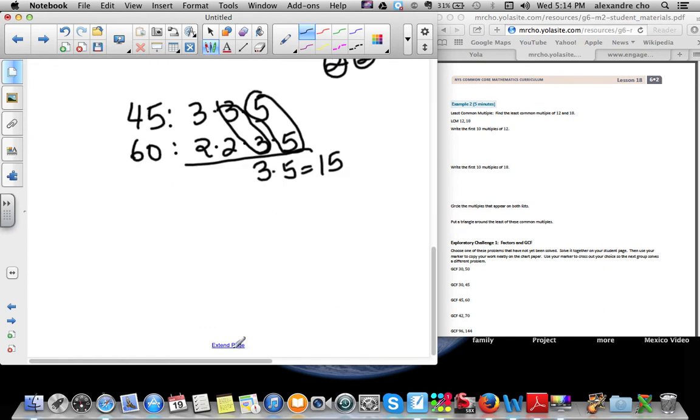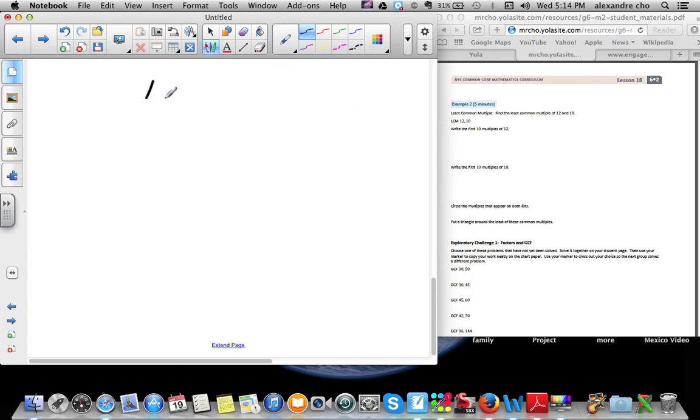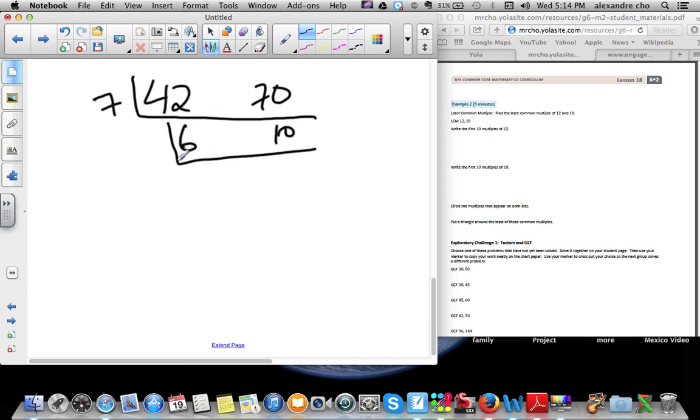Okay. What do we have? 42 and 70. Let's do the slide method. I like that. Pick a big number. 7 goes into both. That's 6, and it goes here 10 times. And another number goes into 6 and 10, which is 2. It goes 3 times, and 5. We can stop right here.